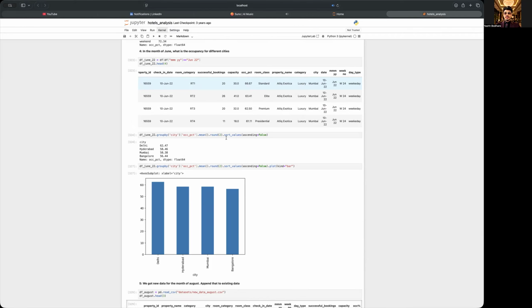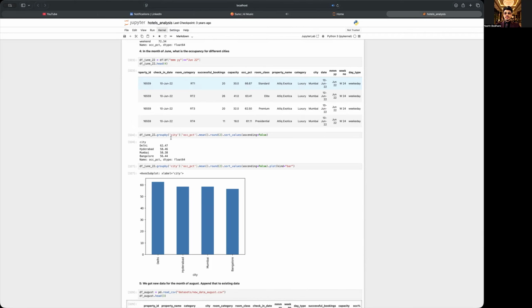First I'm using df_june_22 rather than our complete df. That's important because the business question specifically asks about June, right? Then we do group by city. I do group by because I don't want one overall occupancy figure for June. I want to compare occupancy city by city, and group by essentially places records belonging to the same city into their respective groups. For example, Bangalore together, Delhi together, Hyderabad together, and Mumbai together, right?